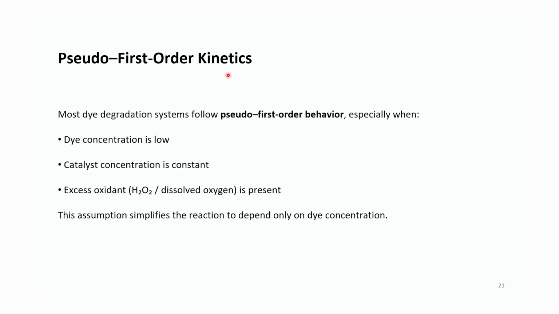Pseudo first order kinetics. Most dye degradation systems follow a pseudo first order behavior, especially when dye concentration is low. The dye concentration is usually low, and it is very toxic even at low concentrations. The catalyst concentration is constant, and there is an excess of oxidant, that is H2O2 or dissolved oxygen. This assumption simplifies the reaction to depend only on dye concentration.